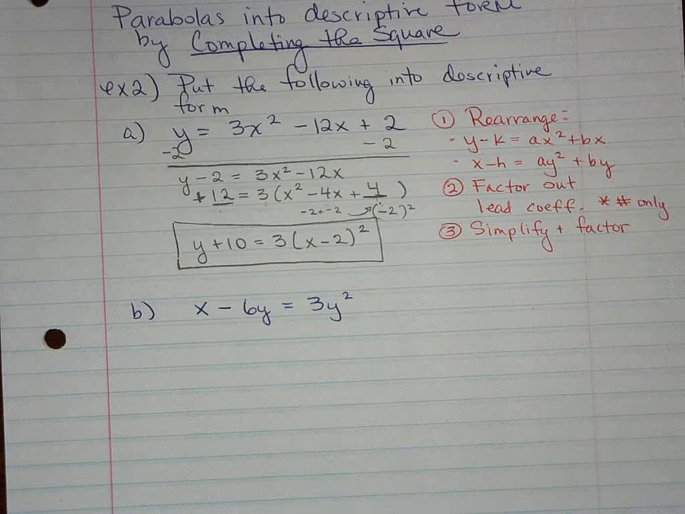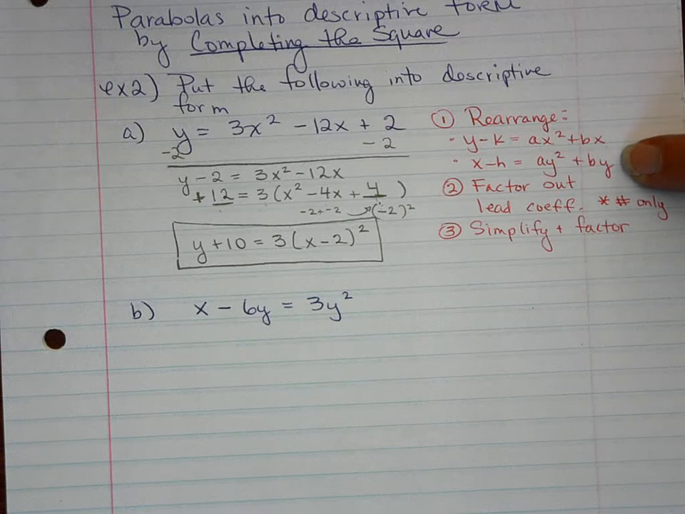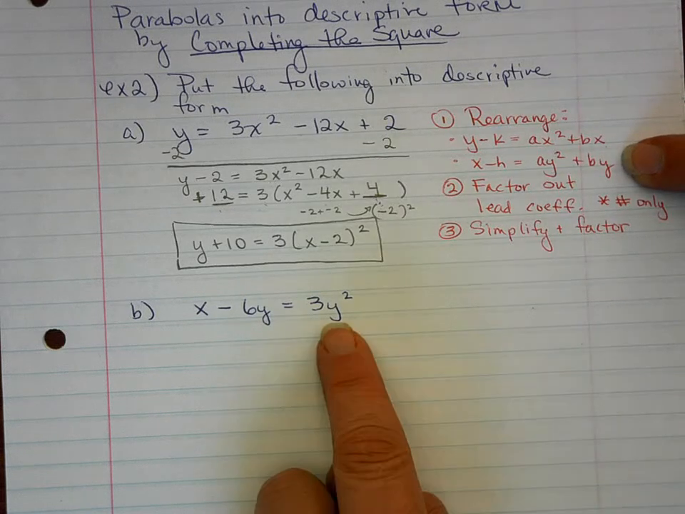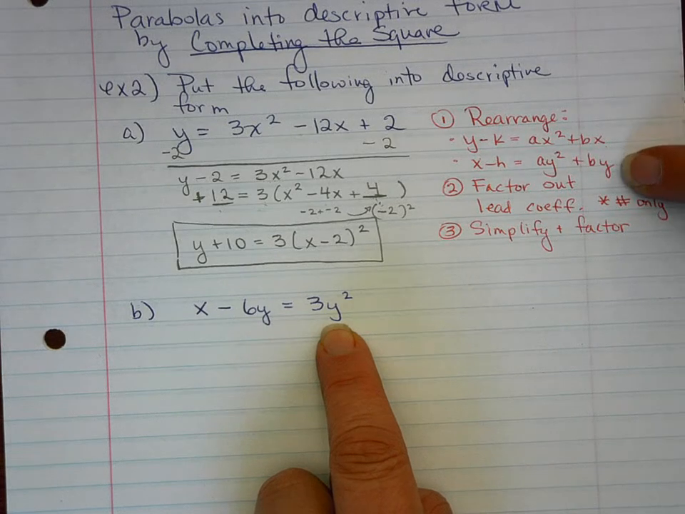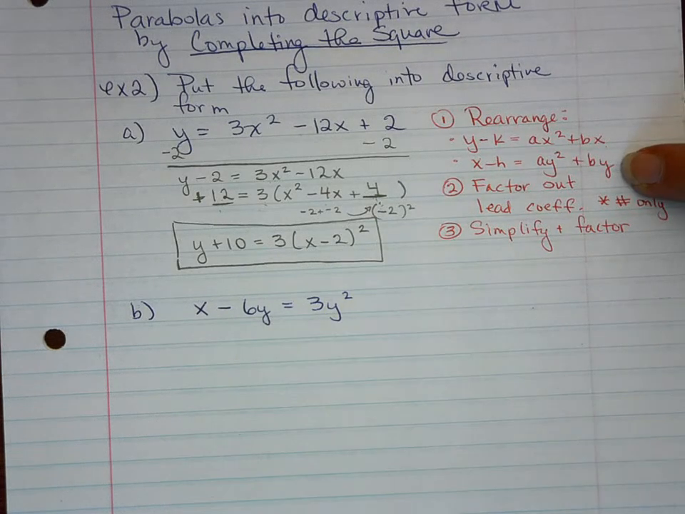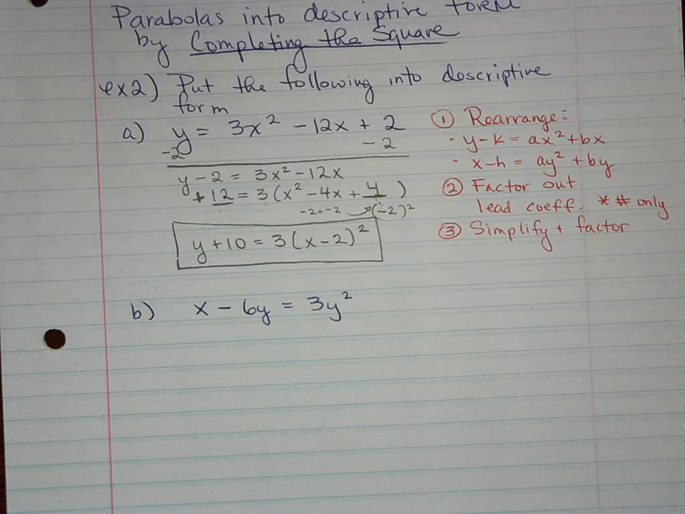Okay, so step 1. Dylan, what does step 1 tell us to do? We have to rearrange it. Are we trying to get it to the top style or the bottom style? The bottom one, because that's the one with the squared term. So I need it to look like x minus h equals ay squared plus by. And so Eduardo, what do I need to do to get started on that?